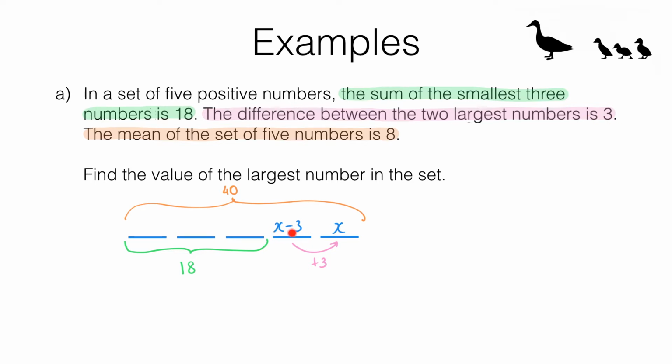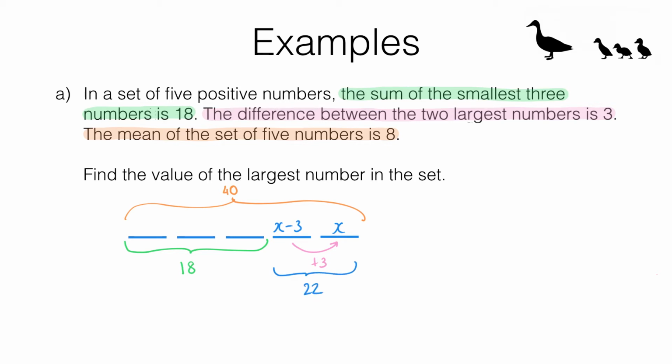So we've got x minus 3 and x. And what we have to do is spot that these must add up to 22. Where am I getting that from? Well, remember, all 5 of these add up to 40. These 3 add up to 18. So these 2 must add up to the difference between 40 and 18. 40 minus 18 gives me 22. So that's what I'm going to work with.